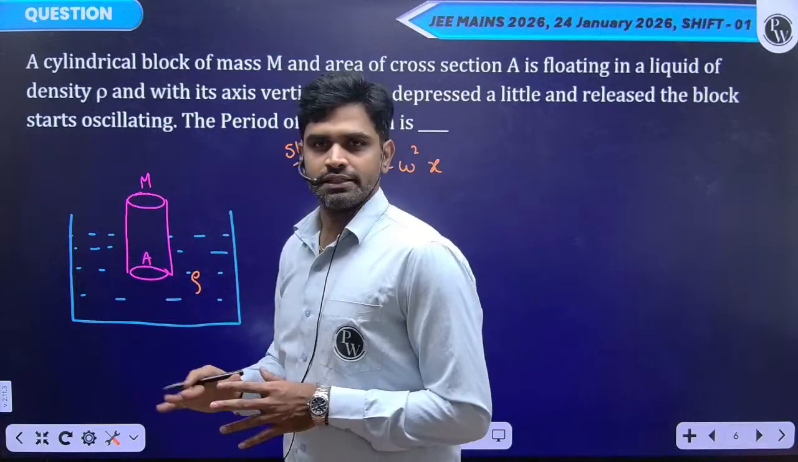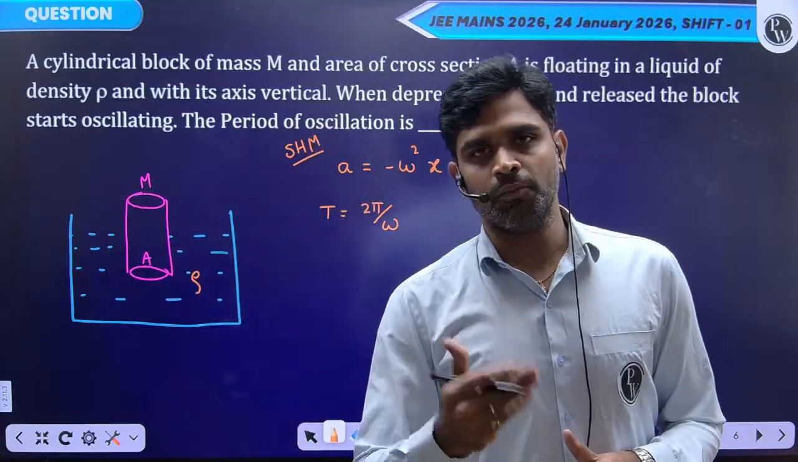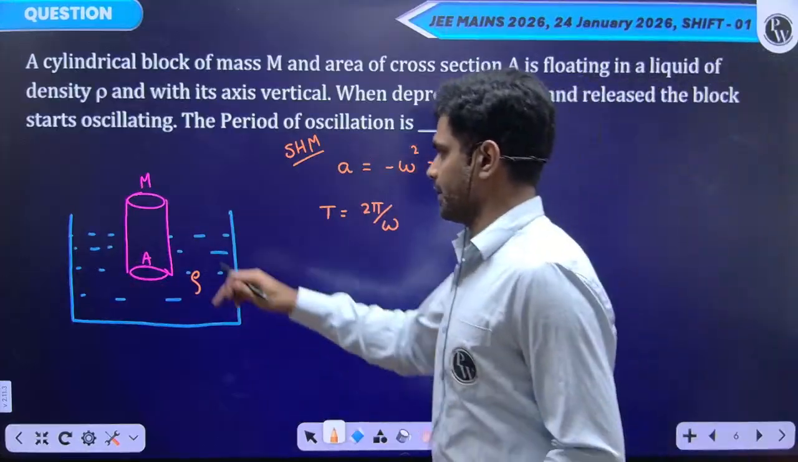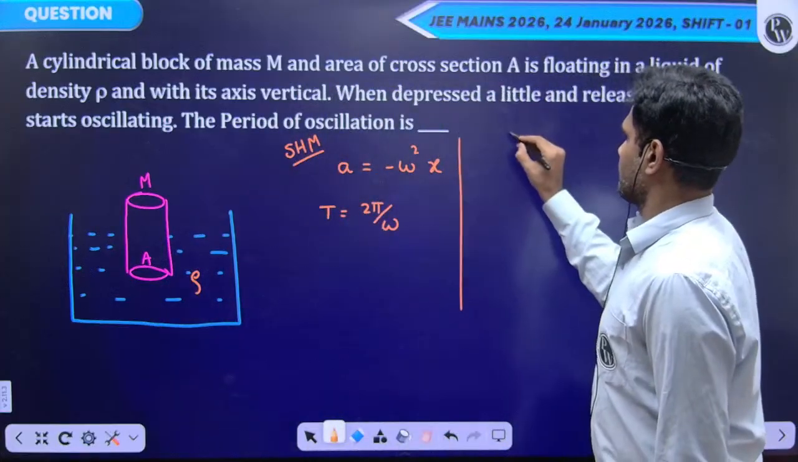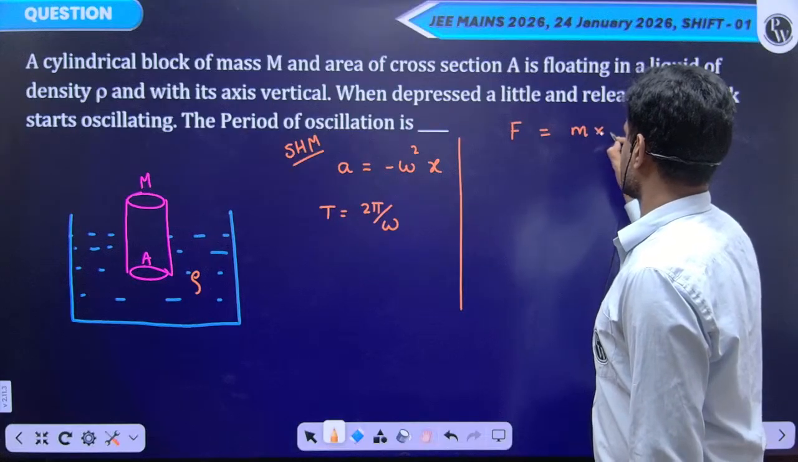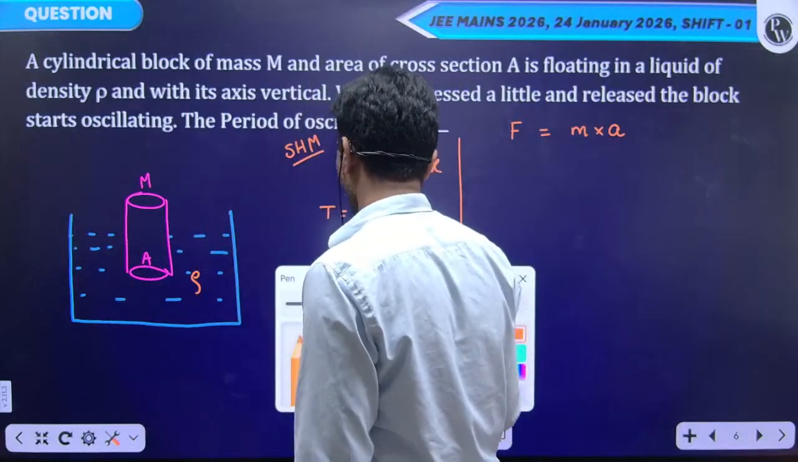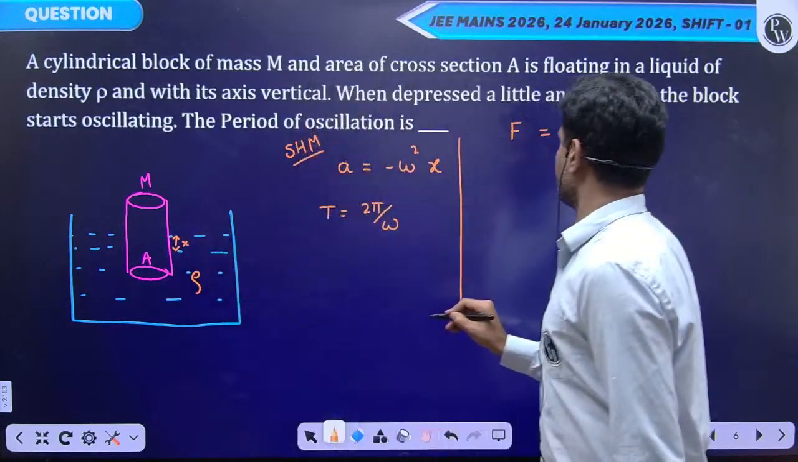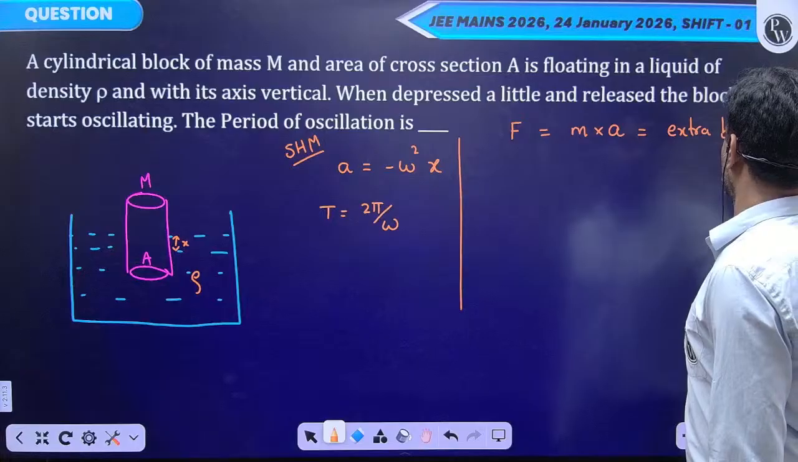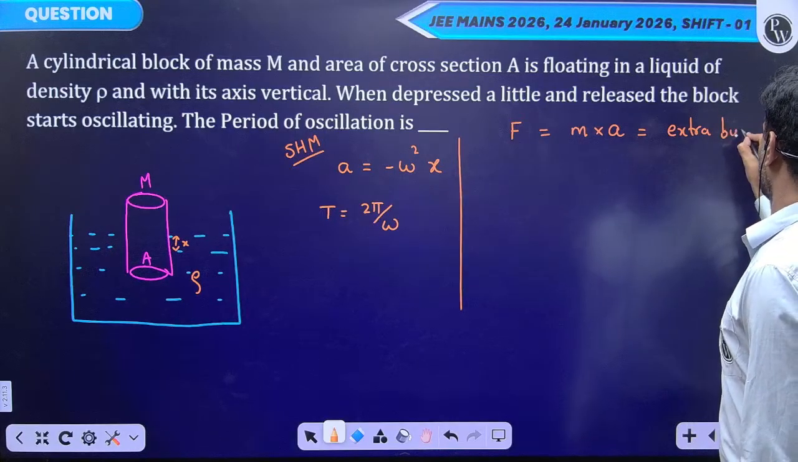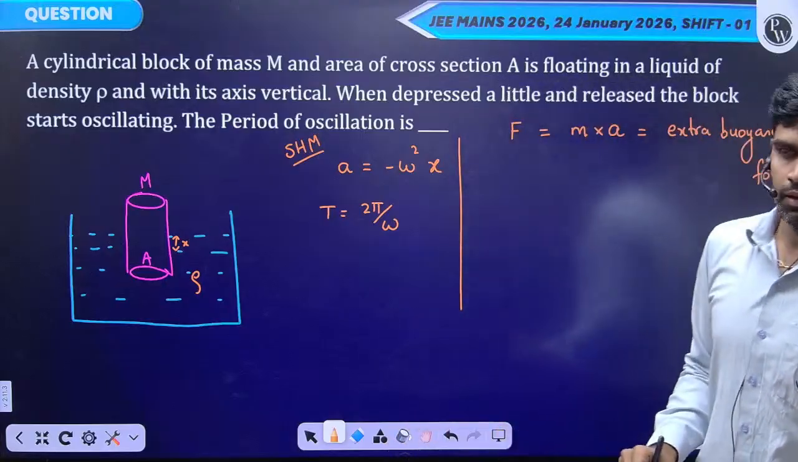Now, initially the block is at rest. It is in equilibrium. If you disturb it, the extra buoyancy force will accelerate it, right? Because if you are pressing it, you will get an extra buoyancy force. Force equal to mass into acceleration. What is the extra buoyancy force we get if you dip it slightly by x? Extra buoyancy force, because initially it is in equilibrium.